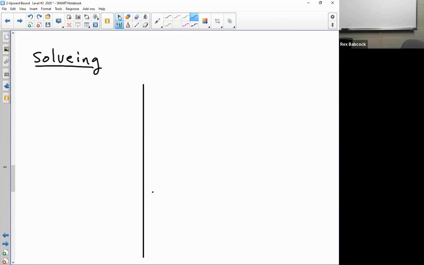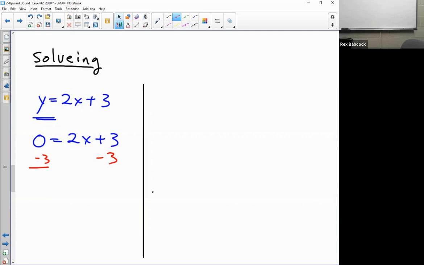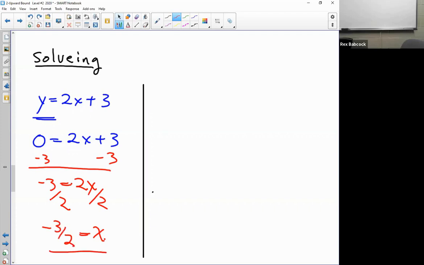If I have a line, I know what they look like, and we start with y equals. Now, many times, instead of y equals, we'll have a 0 equals. And to solve a line, we add, subtract, multiply, and divide. So in solving this one, I would say, well, I'll subtract 3. And I'll divide by 2. So x here would equal negative 1.5, negative 3/2. And that's the answer.